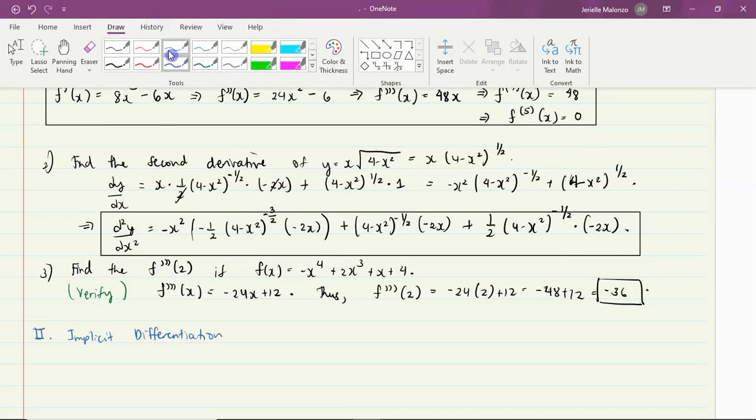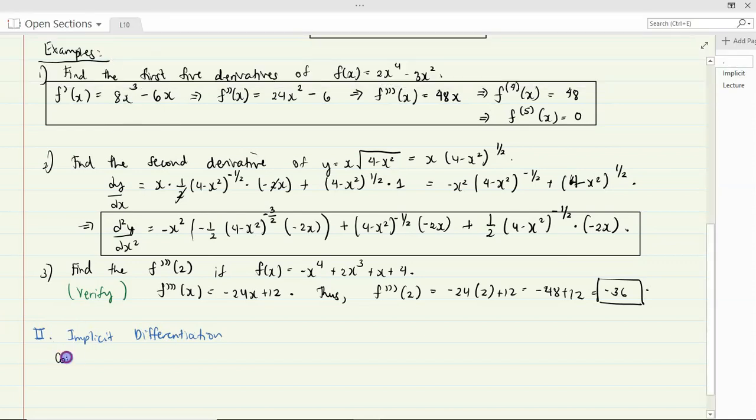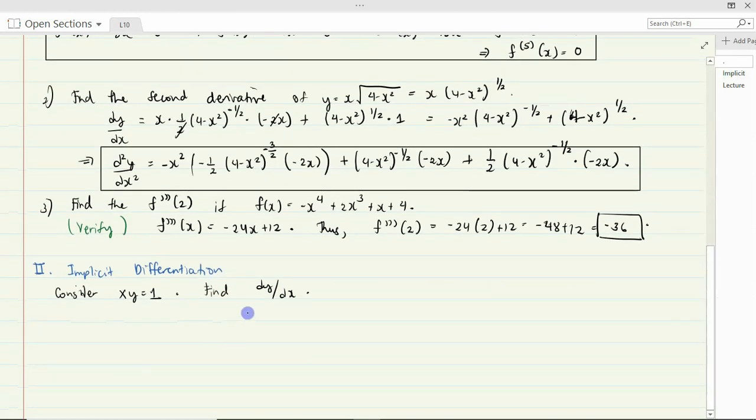Okay, for this, consider muna natin ang function y which satisfies this equation. So, consider this equation and then hanapin daw natin si dy dx. Paano kaya natin mahanap si dy dx dito? Sa mga previous examples natin, para mahanap si dy dx, ano yung given sa atin? We are given a function y of x, wherein y is expressed explicitly in terms of x. So, you have y equals something in terms of x, tapos i-differentiate natin.